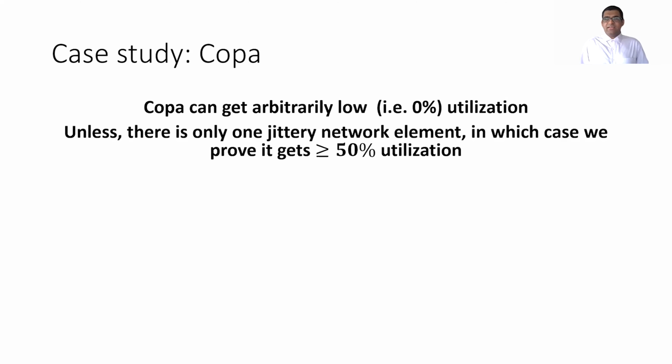Then we asked CCAC, let's modify the model such that it can only emulate one jittery network element, where previously the adversary could emulate multiple jittery network elements. And then we were able to prove using CCAC that Copa will always get greater than 50% utilization.